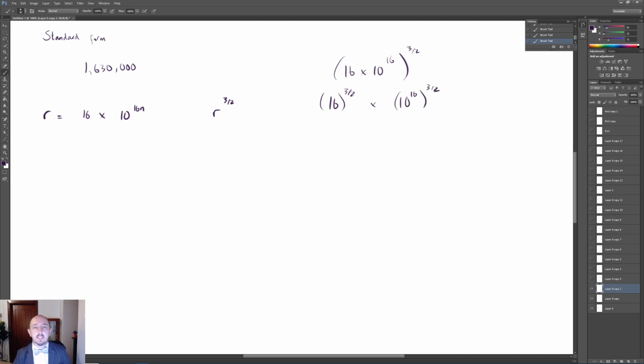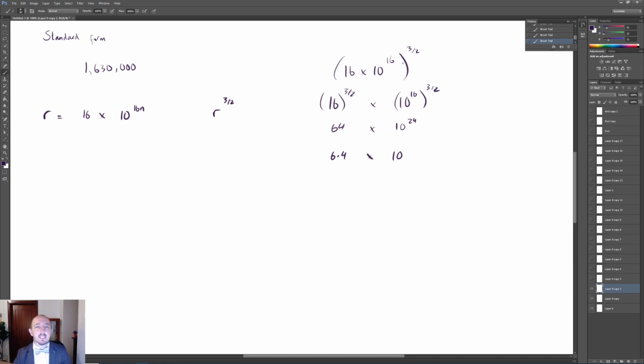Okay, so 16 to the power of 3 over 2, we're going to square root it to get 4 and cube it to get 64, multiplied by 10 to the power of, times 16 by 3 over 2, and we get 24. Alright, to put that into standard form, we would do 6.4. Okay, so we've got 6.4 times 10 to the 1 to get 64. So we're going to multiply those two together in the powers, and we would usually add 1 here.